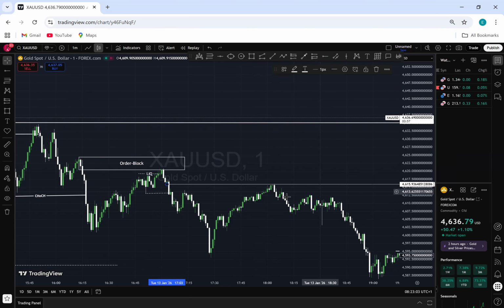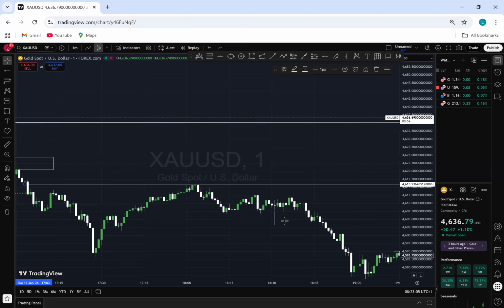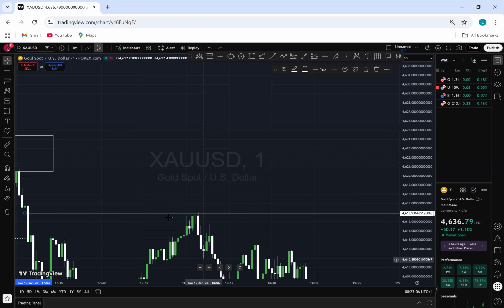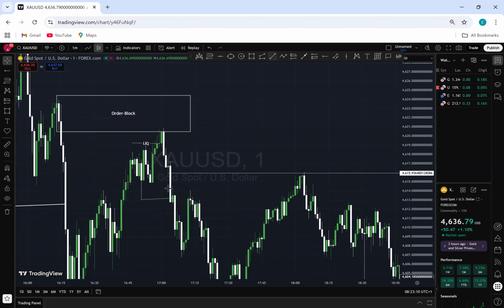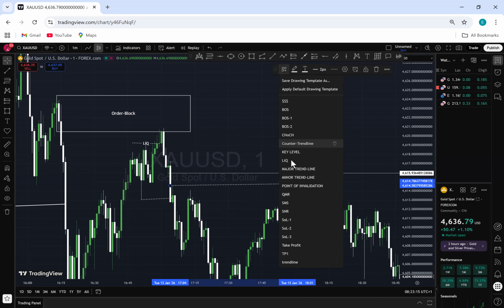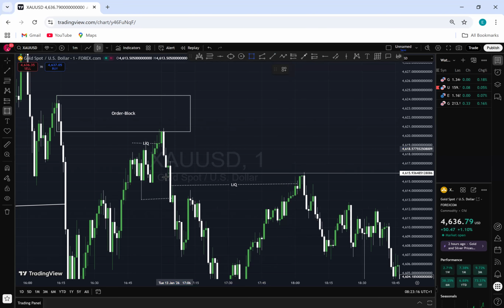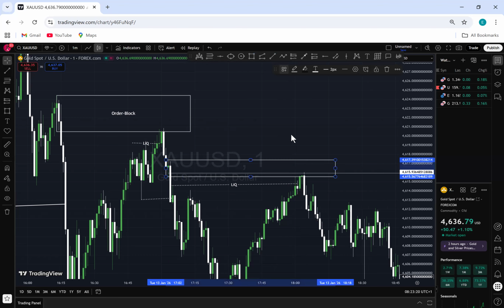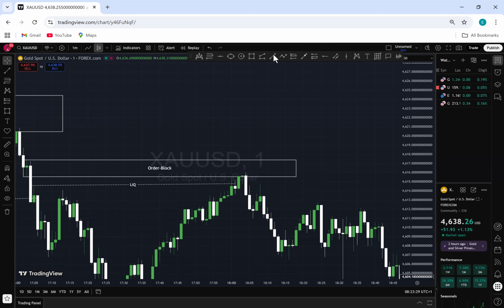So we had this. We had price reacting off this as the liquidity, and then this as the order block. So let's take this ray out. We have this as a change of character.